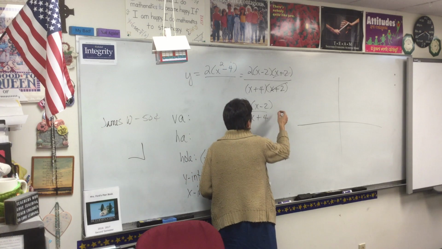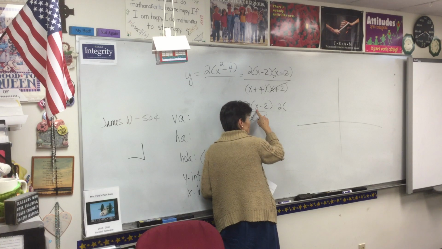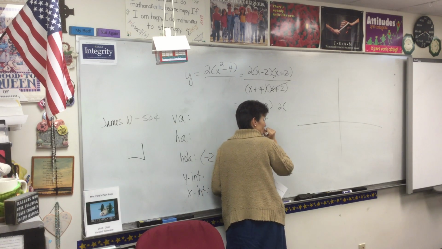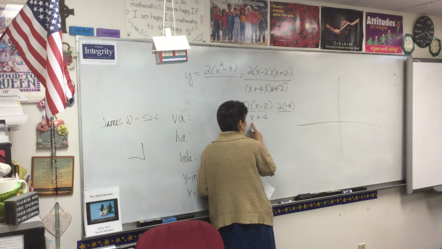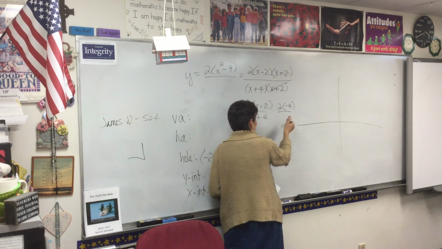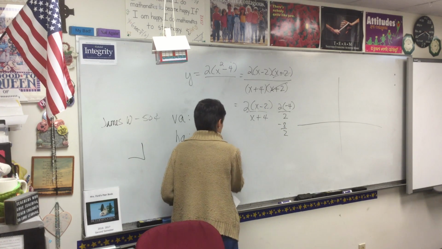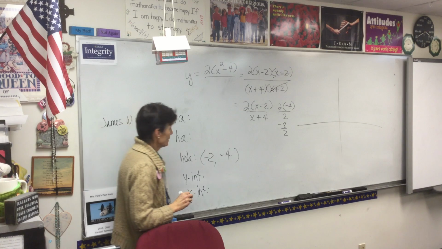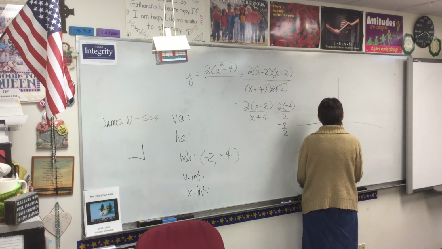If I put in -2, I have 2 times, what is -2 minus 2? -4. What is -2 plus 4? 2. So that's -8 over 2, which is -4. So we have a hole at -2, -4.